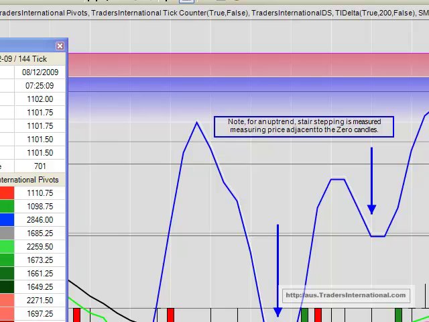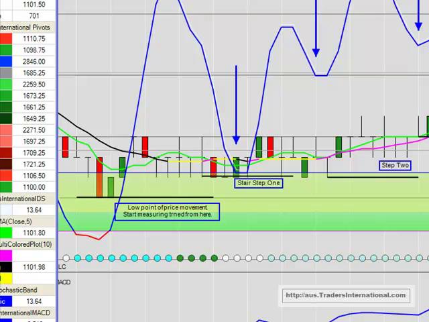You'll note that the time frame here, I just grabbed a chunk of S&P chart. I grabbed it around about 7 o'clock this morning Sydney time. And again, I want to go through the mechanics of the trend measurement just so you know what to look for. Now, first things first, let's start down the bottom here on the left-hand side. You'll see we've got a low point of price movement. That is where we start to measure our trend.